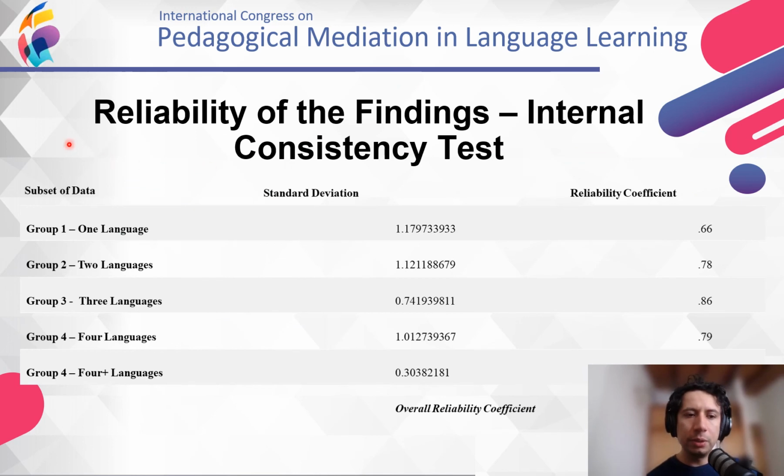All right, now let me show you how reliable these results are. I performed an internal consistency test, which measures the standard deviations of all the subsets of data. You can see them here. And thanks to this standard deviation, we can compare to the number of persons we have in those groups and then have a reliability coefficient. As you can see, the results are more reliable as you increase the number of languages, resulting in 80.6% reliability. So these are very reliable results.